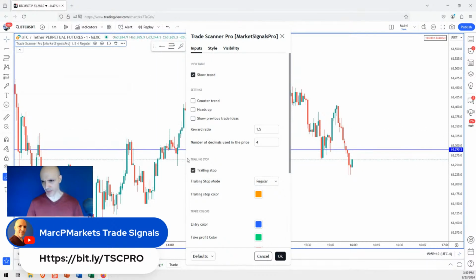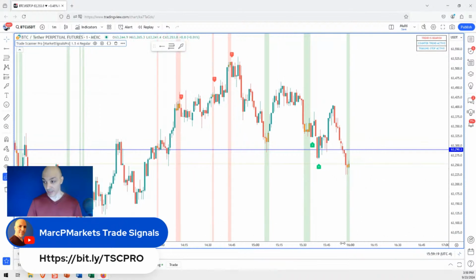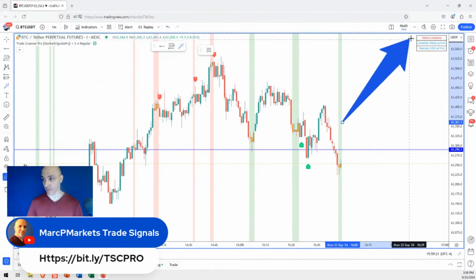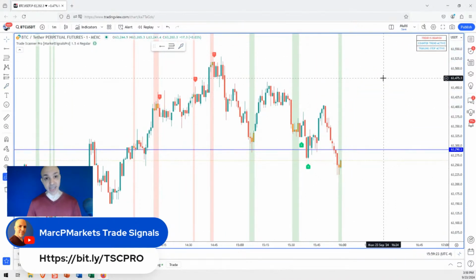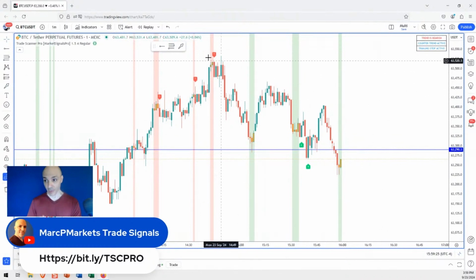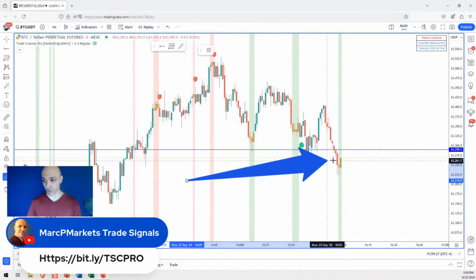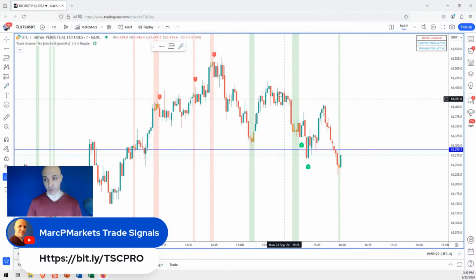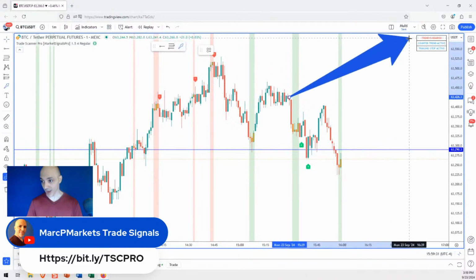Steen says counter trend. Correct. So I make sure my trailing stop is on, right? Heads up. And I use counter trend. Now, my trend is bearish on my 1 minute, but our idea is bullish, right? I switch to counter trend. Notice the columns are green. I'm looking for longs. I'm against this trend.